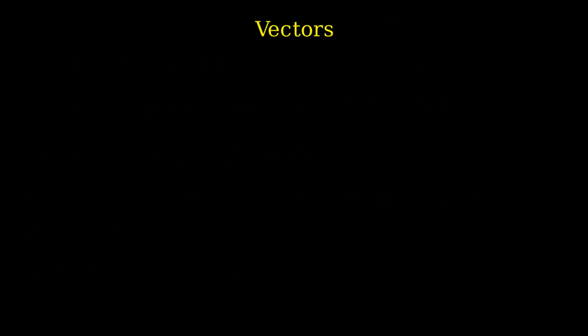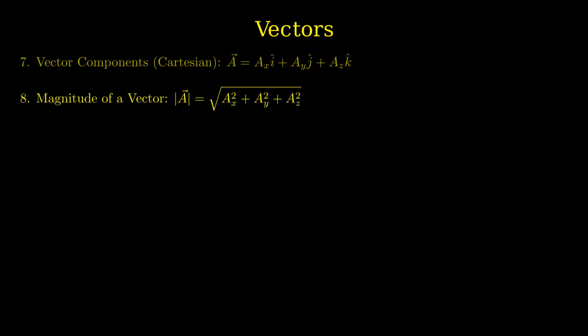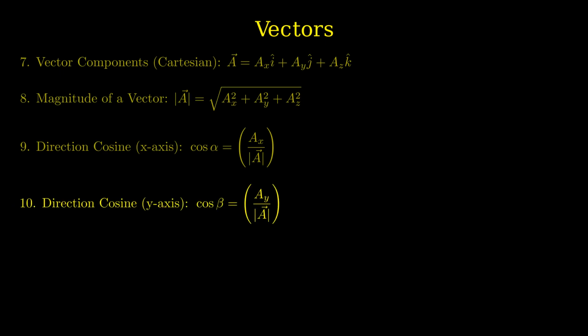Section: Vectors. A general vector A in Cartesian coordinates is expressed as the sum of its x, y, and z components. The magnitude of vector A is the square root of the sum of the squares of its Cartesian components. The direction cosine cos alpha is the cosine of the angle between vector A and the x-axis. The direction cosine cos beta is the cosine of the angle between vector A and the y-axis. The direction cosine cos gamma is the cosine of the angle between vector A and the z-axis.